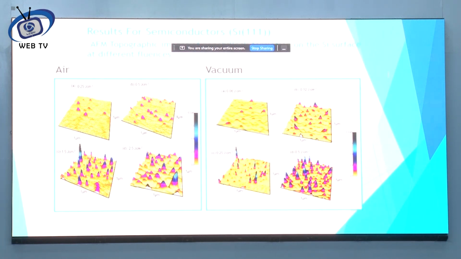And here you can see nanostructures, beautiful nanostructures on the surfaces of silicon under vacuum and air conditions. So when these nanostructures are actually grown, these materials will become very good thermionic emitters, very good field emitters, and we have established a setup in our laboratory indigenously that we can evaluate the field emission properties of the material after the growth of these structures.